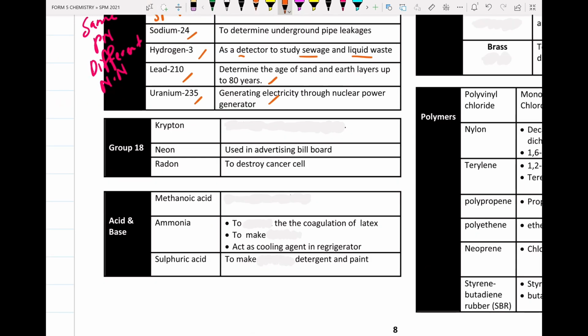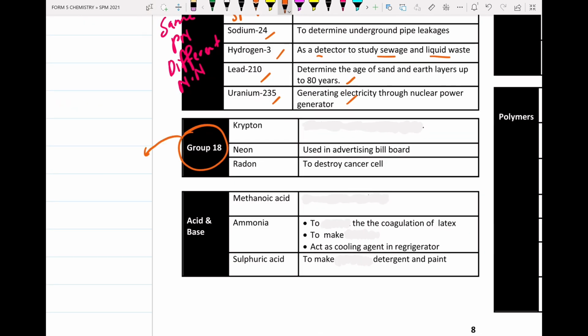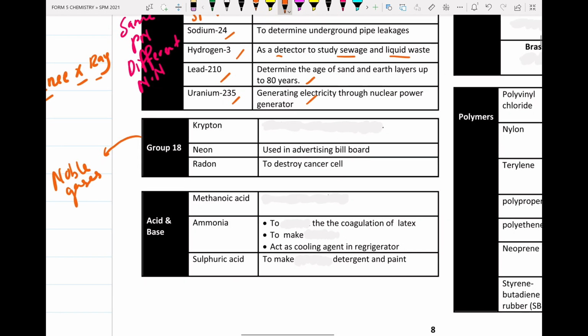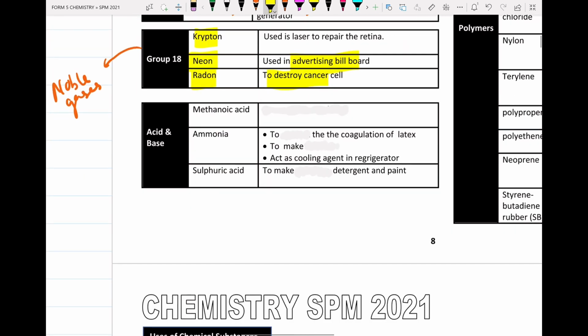Next will be group 18. Group 18 is known as noble gases or inert gases. We have a few group 18 elements. So how to remember all these? Need a ni X-ray. So that stands for helium, neon, argon, krypton, xenon, and radon. Among all these, the very important one is krypton. Krypton is used in LASIK treatment to repair the retina. Neon is used in advertising billboards. Radon is used to destroy cancer cells.